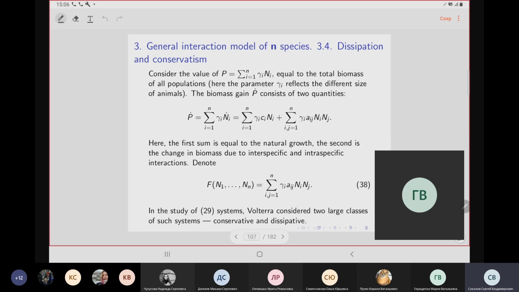We can consider the value P equal to the sum of some coefficients gamma i multiplied by Ni. So it is the total biomass of all our populations. And here gamma i reflects the different size of each species. So gamma will be higher for elephants and smaller for rabbits. And we can calculate P prime, so we can calculate the change of biomass. If we look at the right-hand side of our equation, we see that it equals the sum of the natural growth, the first sum, and another, which is the intraspecific and interspecific interaction.